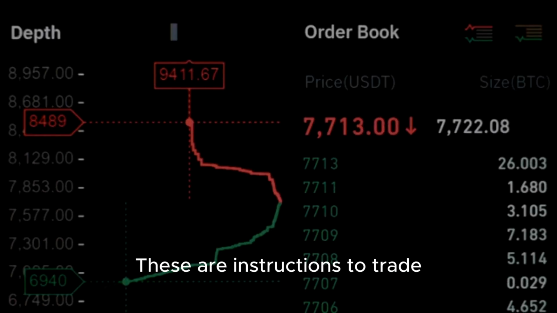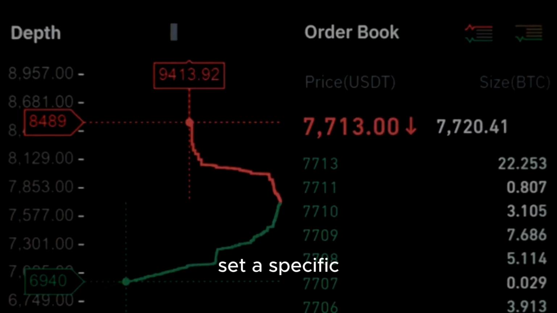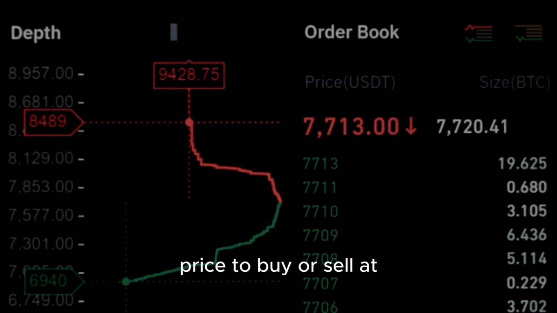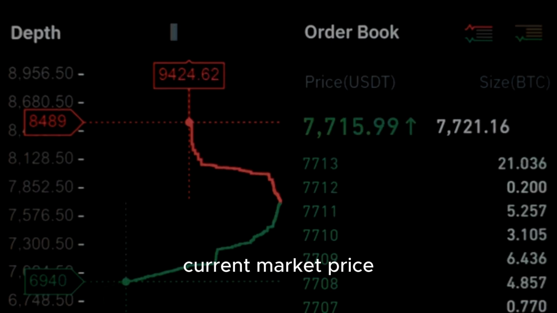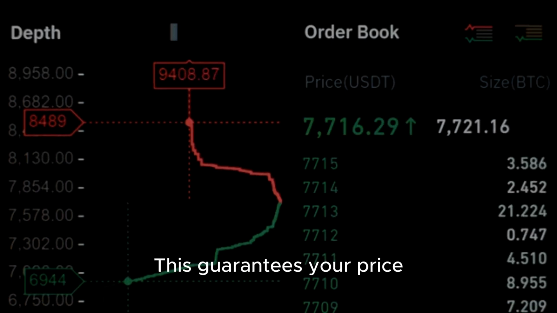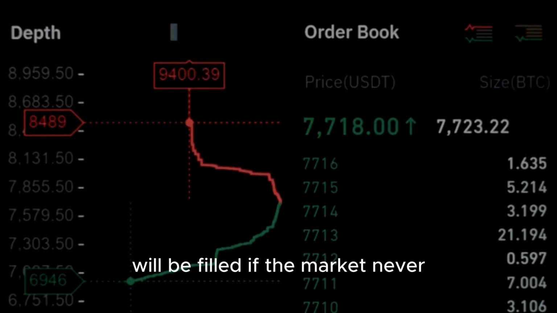Next up are pending orders. These are instructions to trade only when certain conditions are met. A limit order lets you set a specific price to buy or sell at. For example, you can set a buy limit order below the current market price, hoping to get in on a dip. This guarantees your price, but it doesn't guarantee your order will be filled if the market never reaches that price.